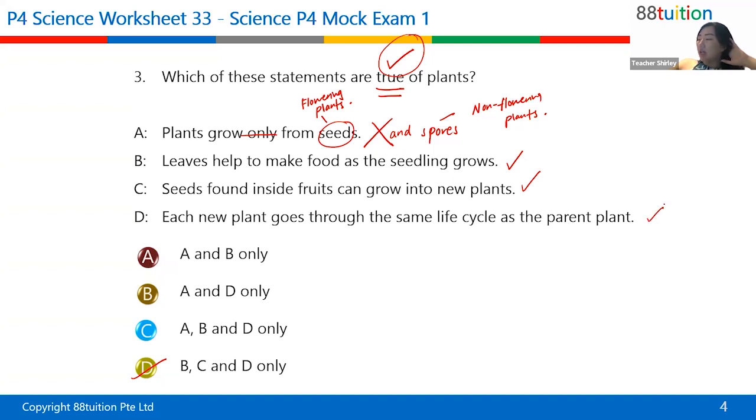That's right. Okay. Actually, it's quite straightforward because A is definitely not the answer. So all 3 options have A. So therefore, the answer has to be D.